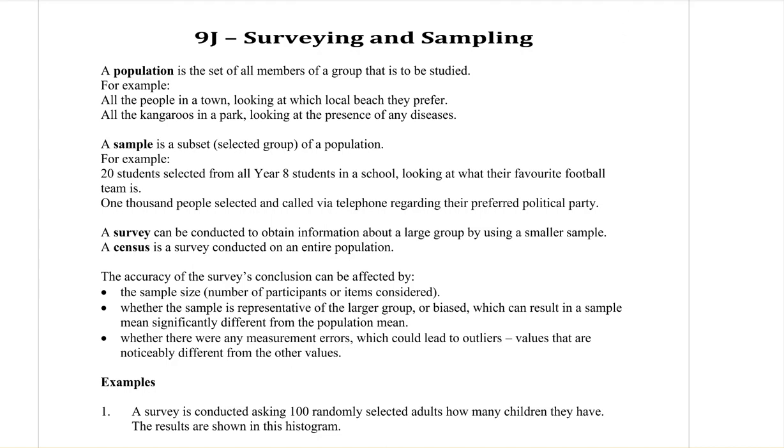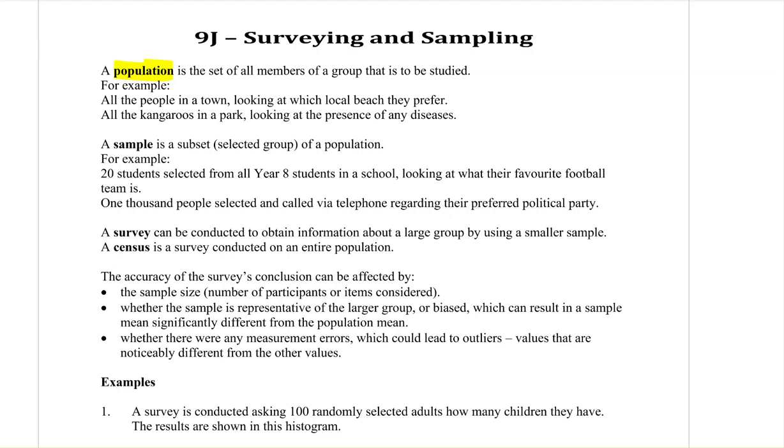All right, so our last section, surveying and sampling. A population is the set of all members of a group that is to be studied. So for example, all the people in the town looking at which local beach they prefer. If you wanted to know what the favourite beach was and you wanted to survey the entire population, you would have to get every single person in that town to tell you what their favourite beach was.